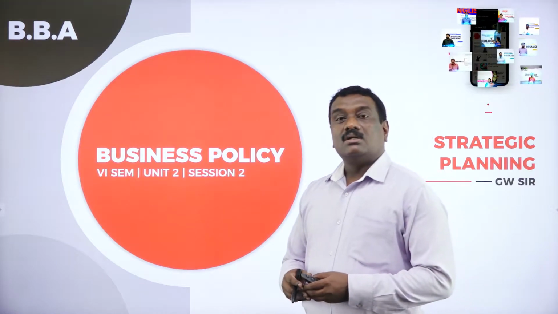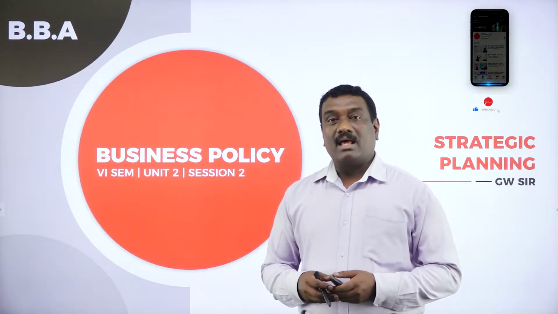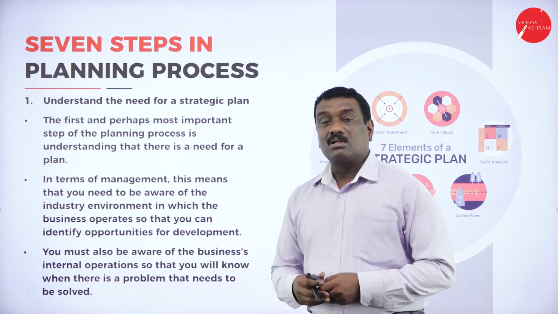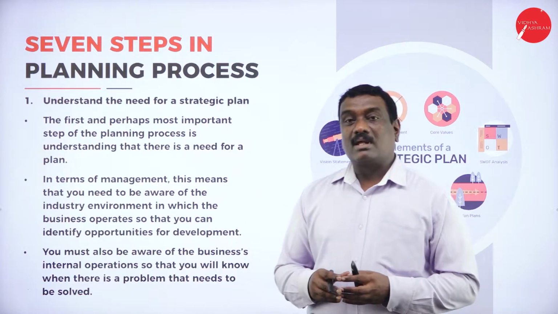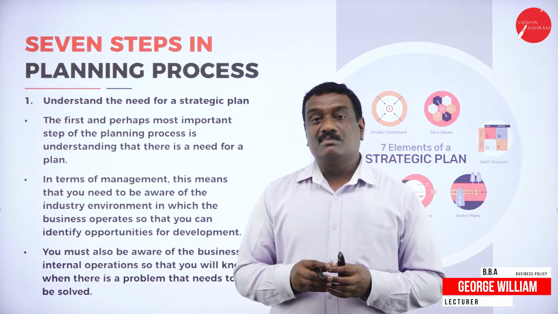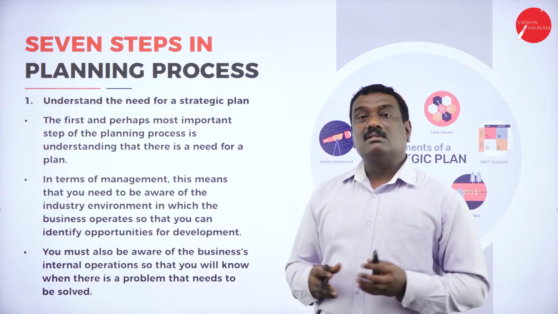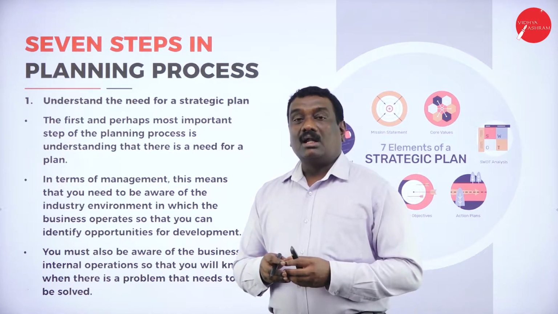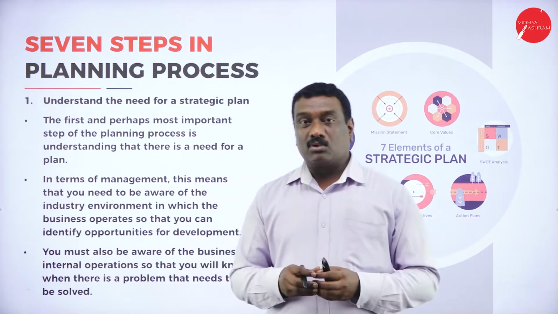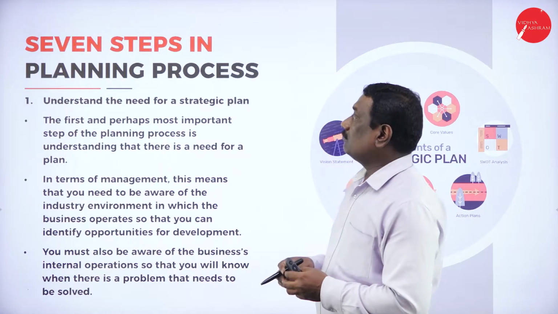Dear students, today I am going to take up session 2 of Unit 2, that is strategic planning. Under that strategic planning, in the last session I was explaining to you what is strategic planning, the concept of strategic planning, then under that how the strategy is formulated, how that particular strategy is implemented, how the strategy is evaluated, and also I told you the 7 important aspects in the strategic planning process. Now we shall go into detail on all the 7 steps in the planning process.